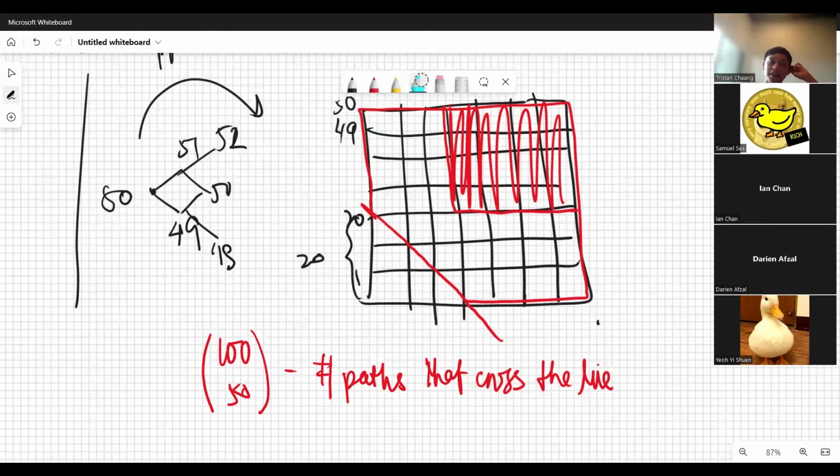So how can we find the number of paths that cross the line? And remember, there are 20 there. It's not 3 squares. There are 20 squares there. The thing is, if it crosses the line, it must touch this yellow line. First of all, it must touch the yellow line. It must touch the yellow line if it crosses the red line.